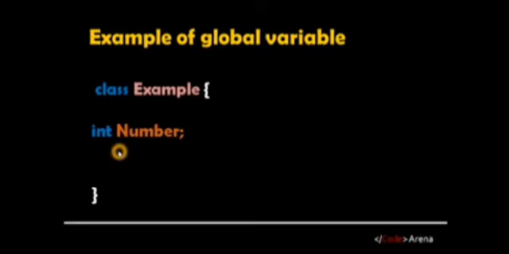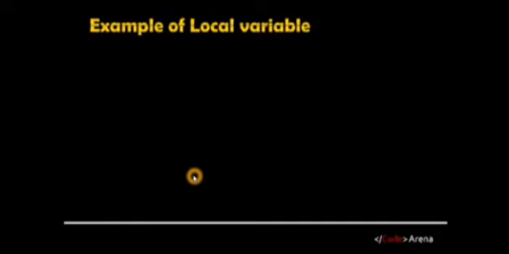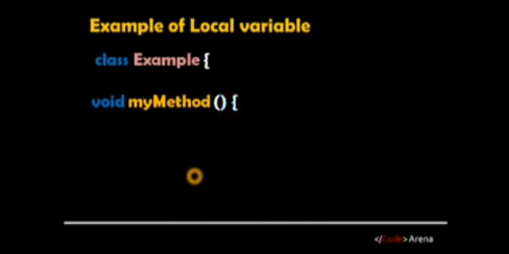It is meant to run throughout the entire code in a class. Now, an example of a local variable, look at this class. We have a class example, opening curly bracket, and we have void main, my method, open parenthesis and closing parenthesis, then open another curly bracket, and we have an int number, then closing. Now what does this mean?